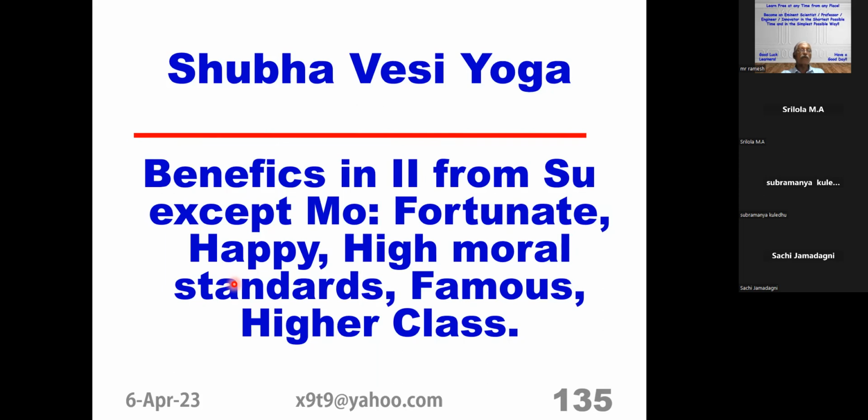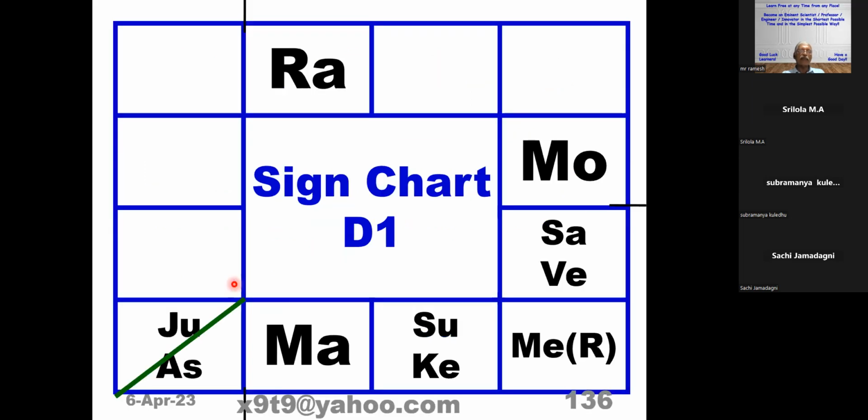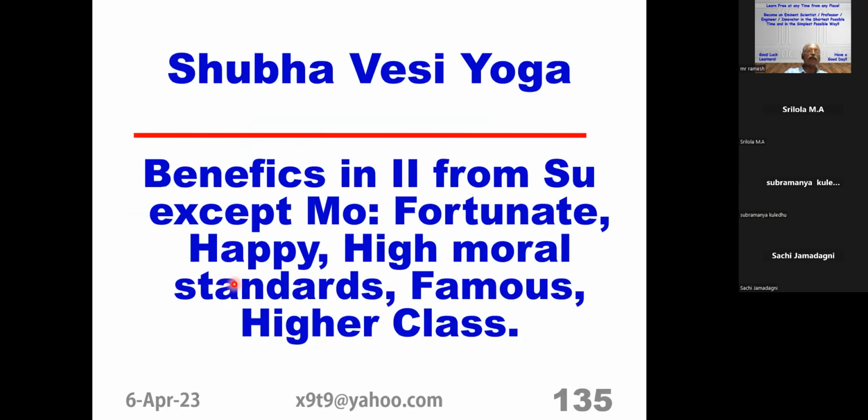ದಿಸ್ ಇಸ್ ಶುಭ ವೇಸಿ ಯೋಗ, ESI. ಬೆನಿಫಿಕ್ಸ್ ಇನ್ 12 ಫ್ರಮ್ ಸನ್, 2 ಫ್ರಮ್ ಸನ್. ಸನ್ ಇಂದ ಸೆಕೆಂಡ್ ಹೌಸ್ ಅಲ್ಲಿ ಬೆನಿಫಿಕ್ಸ್ ಇರಬೇಕು ಎಕ್ಸೆಪ್ಟ್ ಮೂನ್. ಒಂದು ಎಕ್ಸಾಂಪಲ್ ಹಾರೋಸ್ಕೋಪ್, ಸನ್ ಇಂದ 2ನೇ ಮನೆ ಮಾರ್ಸ್ ಇದ್ದಾನೆ, ಸೊ ಅಲ್ಲಿ ಶುಭಗ್ರಹ ಇಲ್ಲ ಅದರ್ ದೆನ್ ಮೂನ್. ಚಂದ್ರನನ್ನ ಹೊರತುಪಡಿಸಿ ಬೇರೆ ಯಾವುದೇ ಗ್ರಹಗಳು ಇರಬಹುದು. ಅಲ್ಲ, ಬೇರೆದಿದ್ರೆ ಈ ಯೋಗ ಬರಲ್ಲ.